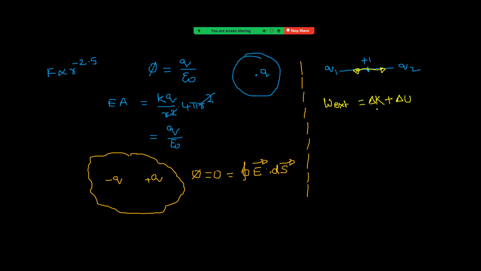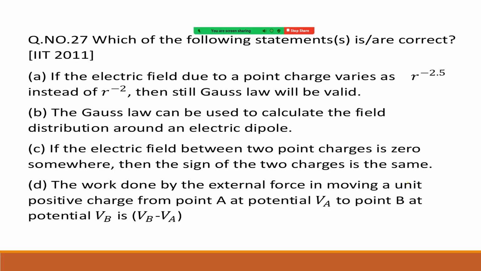So we are just assuming that it is taken from point A and placed at point B. Means delta K equal to 0. In that case, this is equal to delta U. And delta U means, it is given unit positive charge, that is 1, into potential difference VB minus VA. Okay. That means option 4 is also correct. Okay. So correct options are C and D.